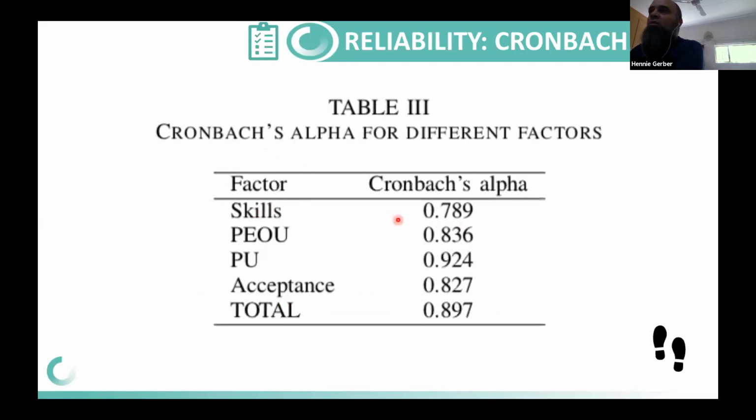So skills, the Cronbach alpha was reliable. It's above 0.6. Ease of use, above 0.8 even, above 0.6. Usefulness, reliable, and acceptance, reliable. All of them are reliable, so we'll be able to do the analysis. Say, for example, if one of these was not reliable, you cannot go further in any analysis. So then you're stuck. So if acceptance was not reliable, you will not be able to test your hypothesis.